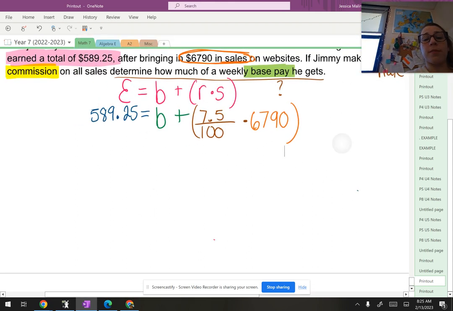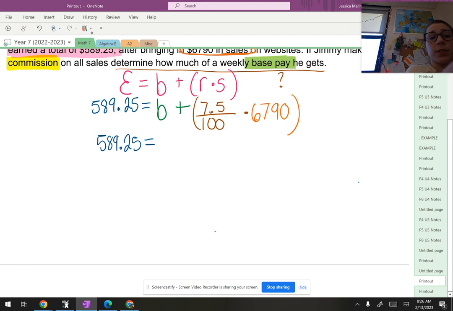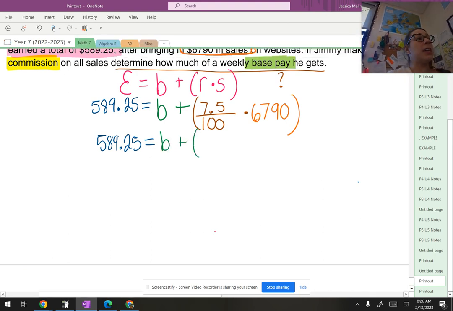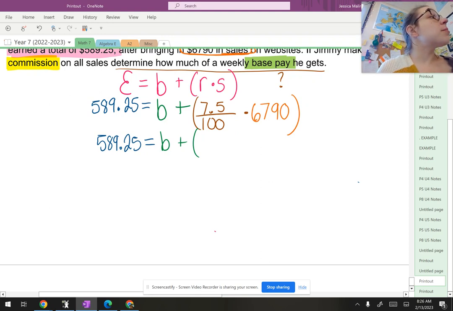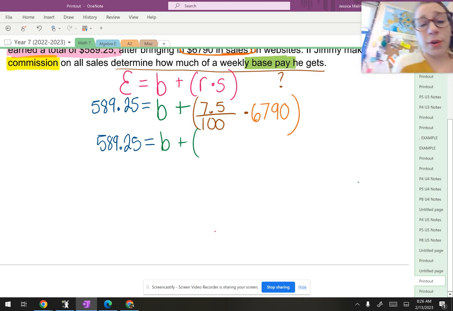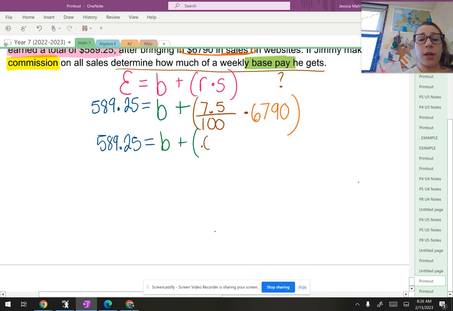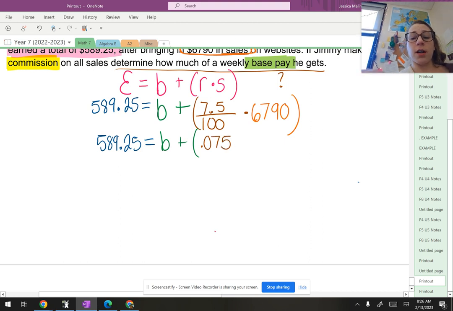Okay, now we math it up. First thing, order of operations, aka GEMS, tells me to start with the stuff inside of the parentheses. And inside of those, we are going to start with the division. We're going to divide the 7.5 by the 100 to get 0.075.